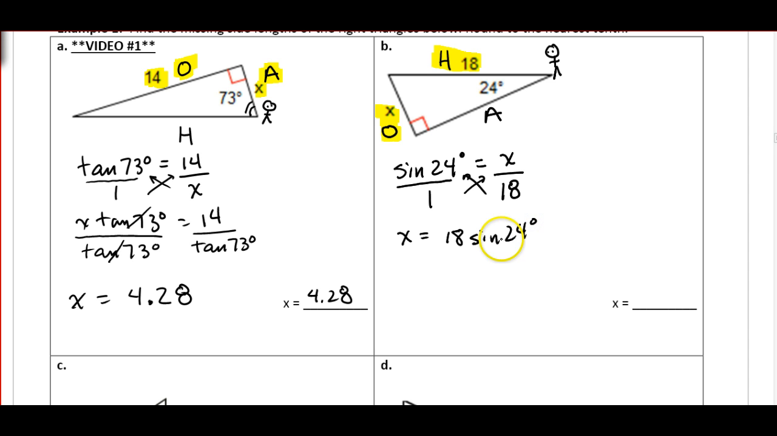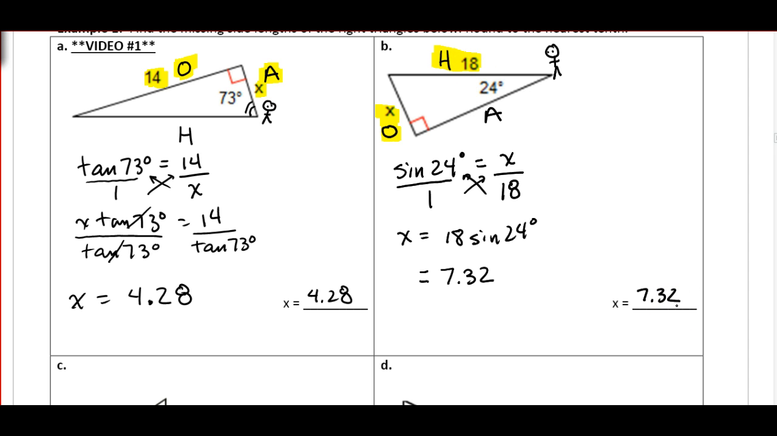Now, notice how I put the 18 in front of the trig function. That way there's no confusion, and you don't have to worry about making silly mistakes on the calculator, where you might be taking the sine of two numbers multiplied together. Again, go ahead and plug that into your calculator and make sure that you get 7.32. So x is 7.32. Again, if there were units given in the problem, make sure that you include them in the answer.